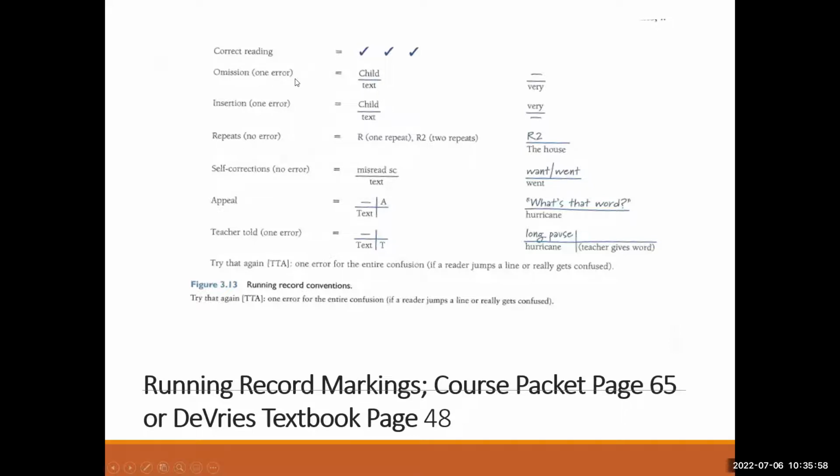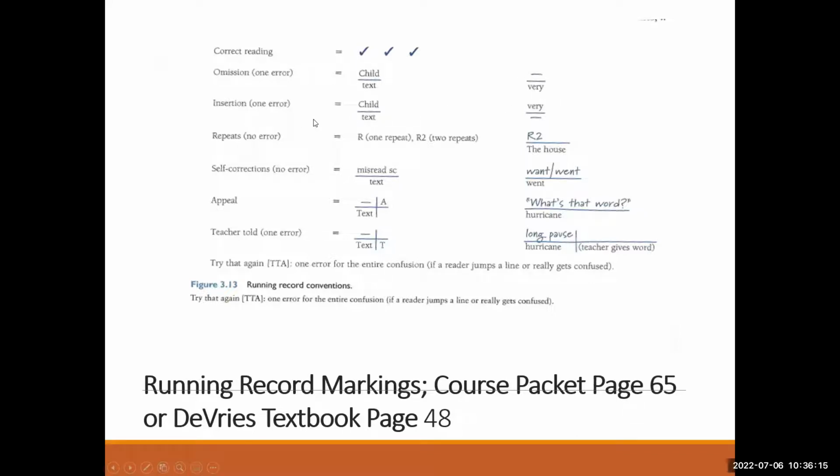So if they omit a word or leave one out, you'll draw a line here to show that the child didn't say the word when they should have said this word. So what the child said goes on top, what they should have said goes on bottom. That's how you would score an omission.